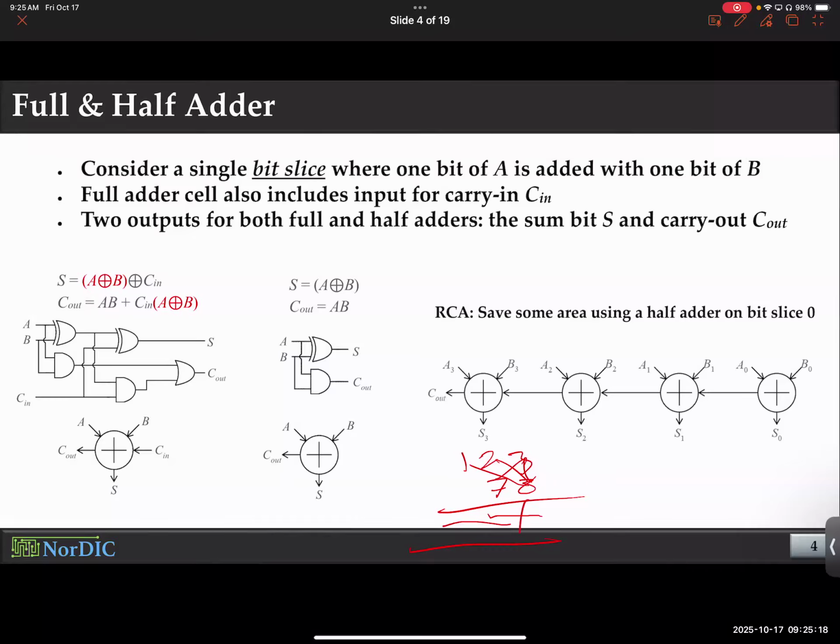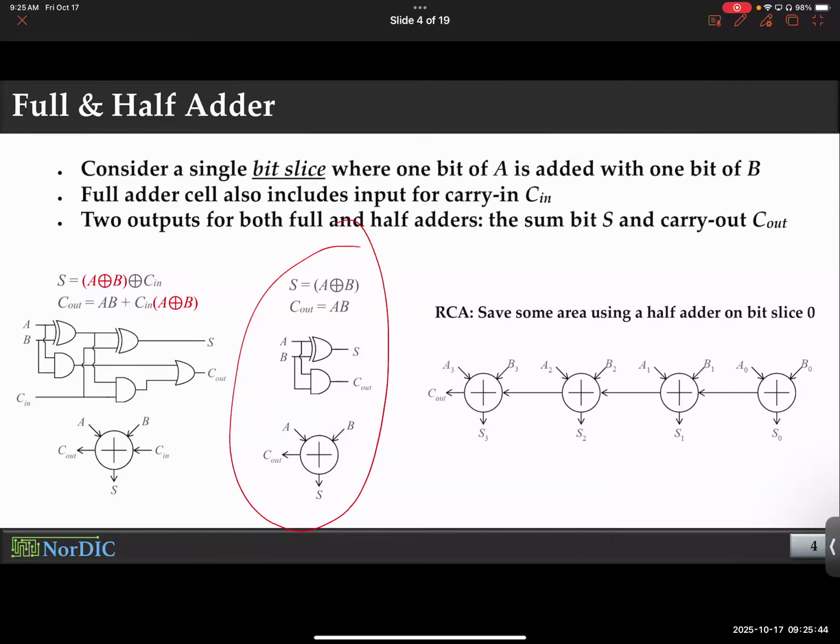You need to add every column eventually. So you had many adders in a multiplier, and multipliers require a humongous number of adders. And that's when we see that by using half adders selectively, you could significantly reduce the overall area. And that's why half adders exist. Does that make sense, folks? Okay, so I'm getting ahead of myself. That's the reason why I wanted to have a separate discussion about the possibility of using a half adder and a full adder. So save some area using a half adder on bit slice 0.